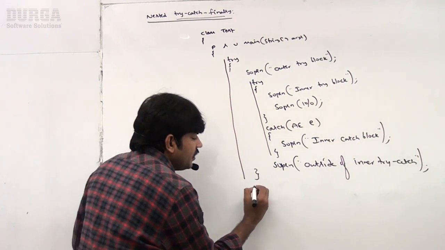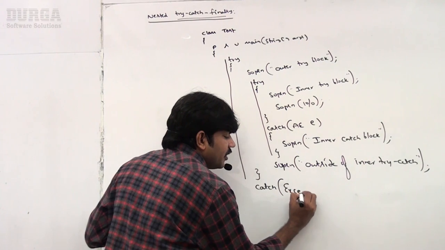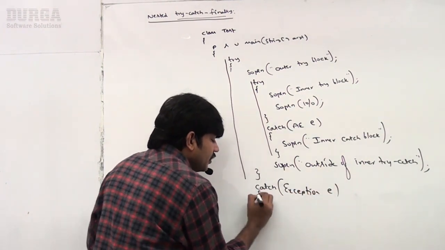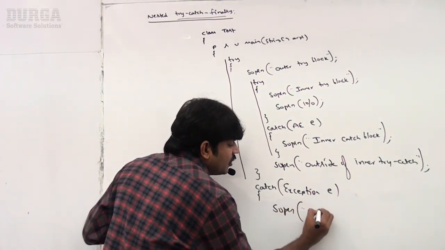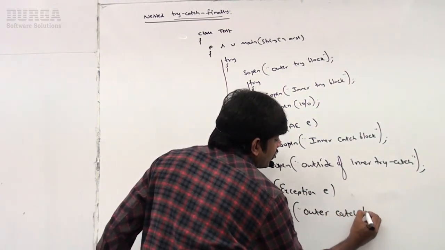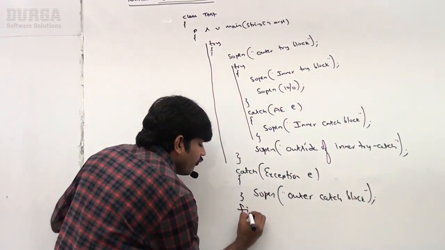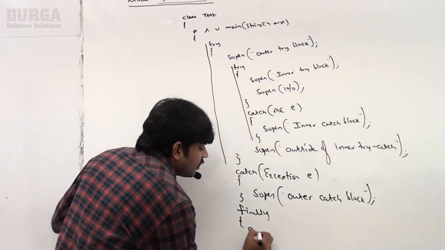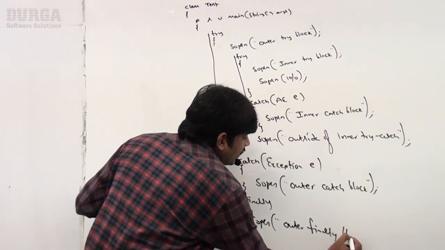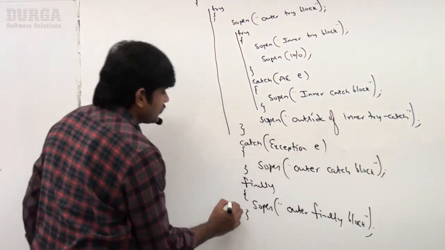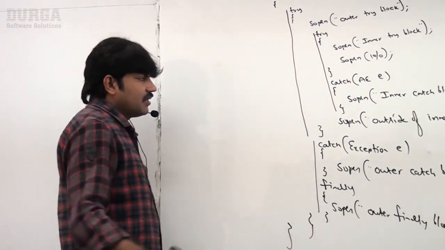Now here I'm taking a catch block, this is the outer catch block, for some exception. Here I'm taking System.out.println("outer catch block"). Next, last finally, System.out.println("outer finally block"). That's all, sir. Now take very special care: end of the main, end of the class.